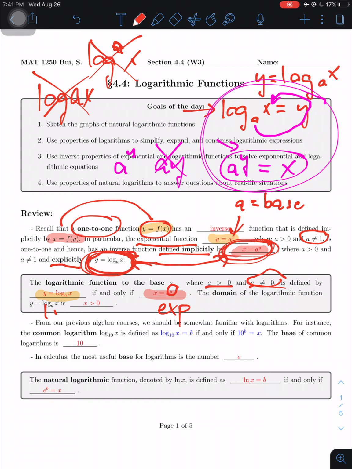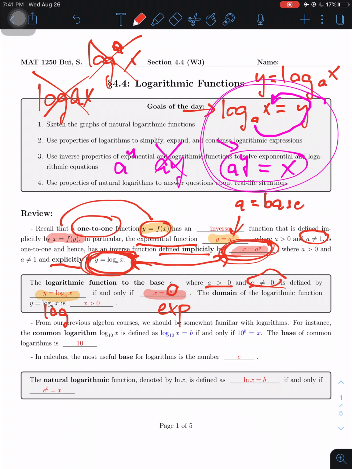This one, log form. And the domain of the logarithmic function y equals log a of x is everything that is greater than 0. So x in here cannot be negative, it cannot be 0. It must be a strictly positive number.